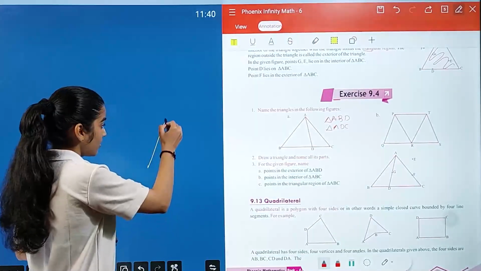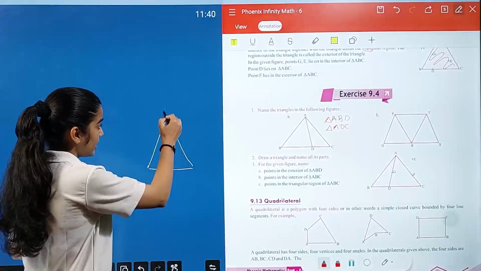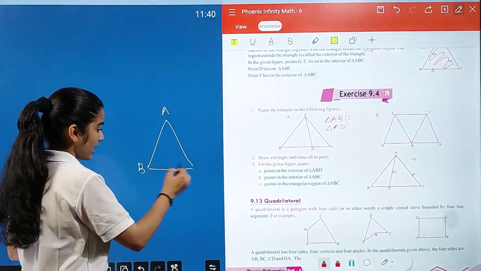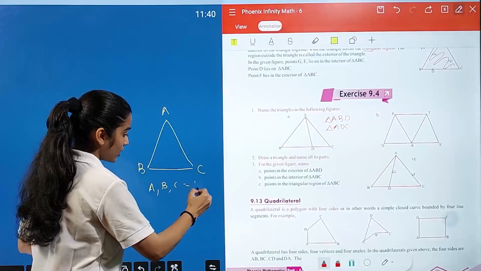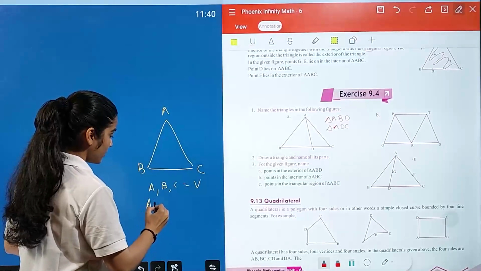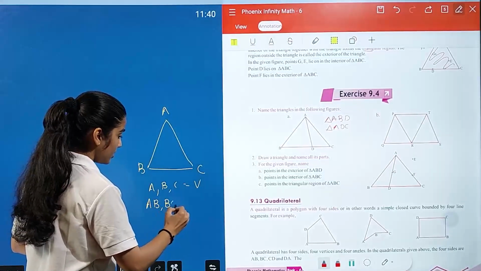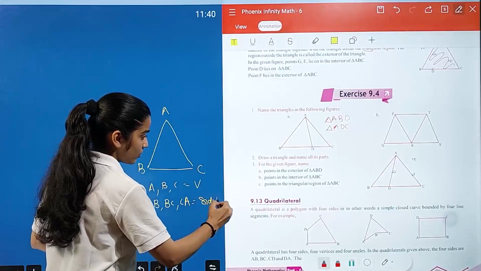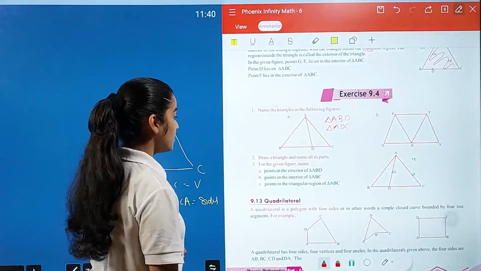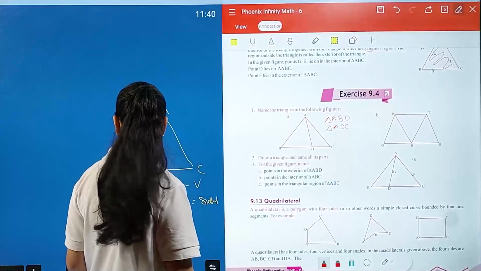So we can form a triangle ABC. A, B and C are the vertices of this triangle. AB, BC and CA are the sides. Okay. For the given figure, name points in the exterior of triangle ABD.